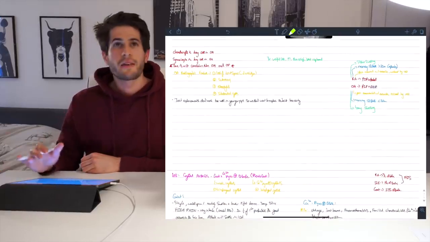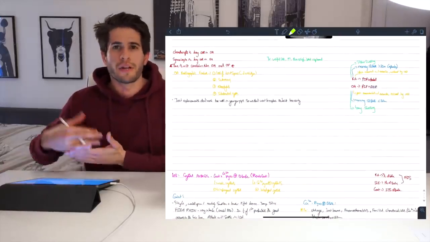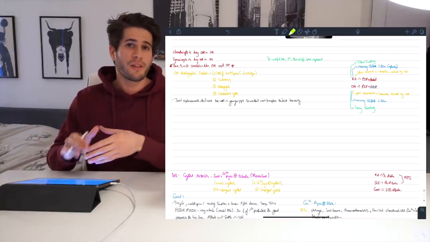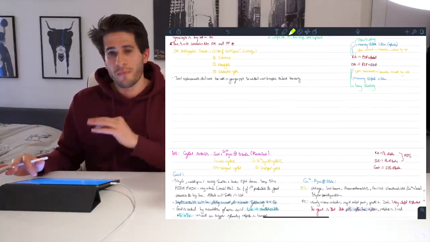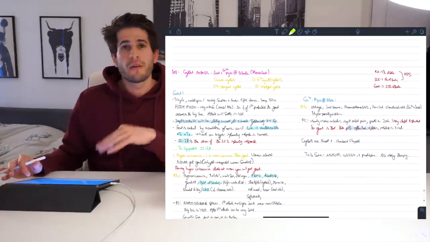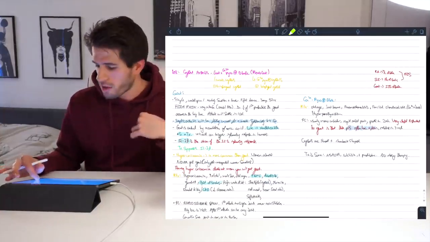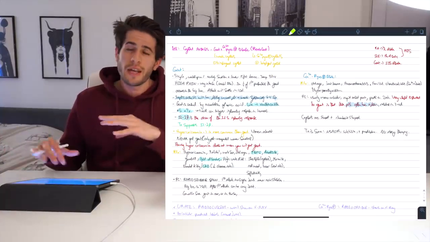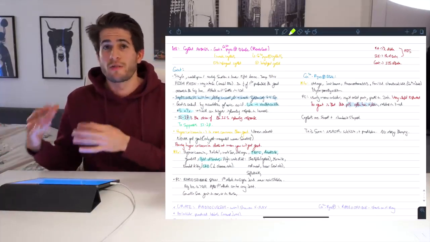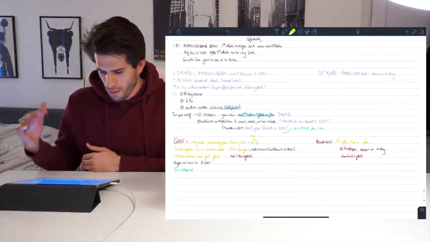I usually write anything that I know is high yield for an exam or I've seen come up in previous exams or tests in purple. Anything in light purple has definitely come up on an exam before, and anything in dark purple is likely going to come up on an exam because it's a really important idea or topic.